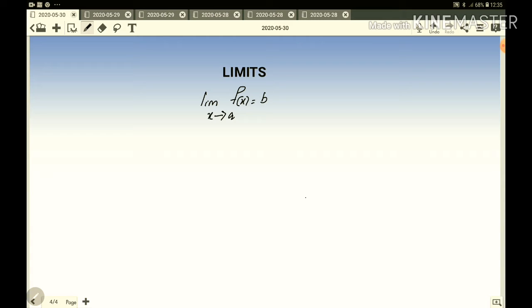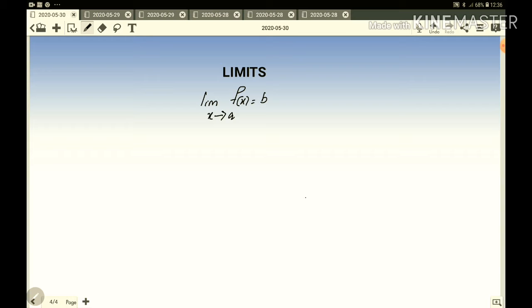This means the x value gets closer to a, and the value of f of x gets closer to b. Or, x tends to a, f of x tends to b. Here the value of x cannot be equal to a. It's very important. The value of x moves closer and closer to a, then the value of f of x will move closer and closer to b.